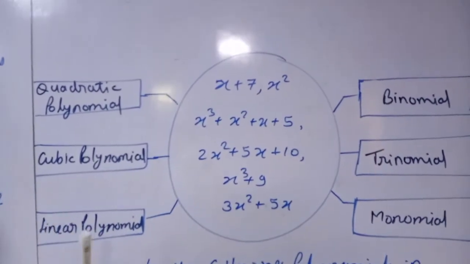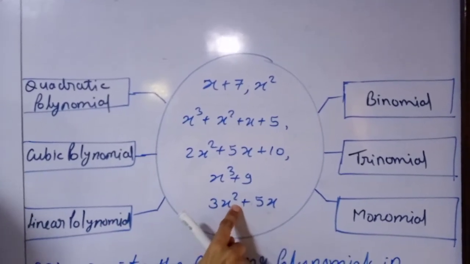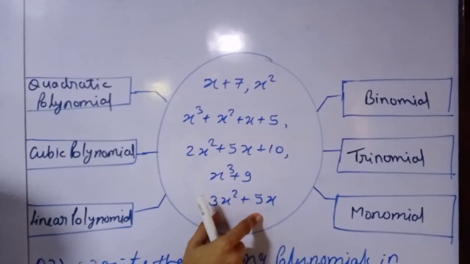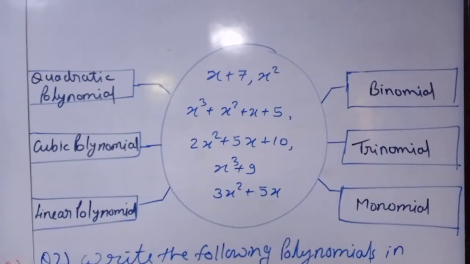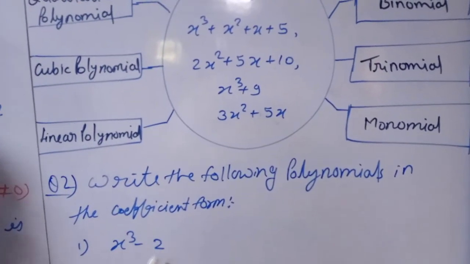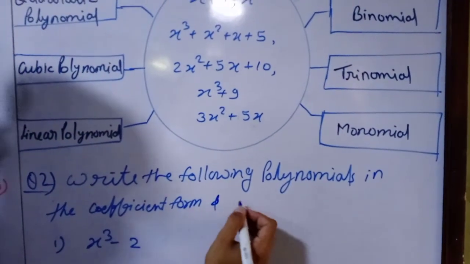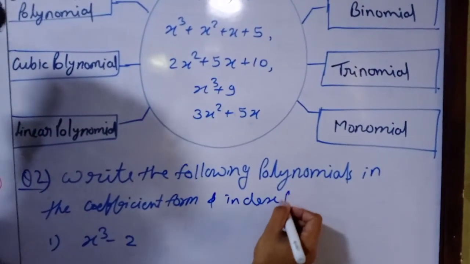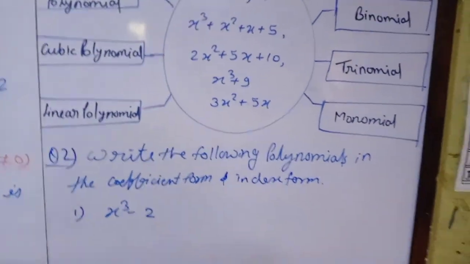So you should separate them. Suppose this one comes, here we have the power 2. So quadratic polynomial, that should come in the first column. In this way you have to solve question number 1. Second, write the following polynomial in the coefficient form. You have to write the coefficient form and index form, both, whatever you learned. You should solve your questions.